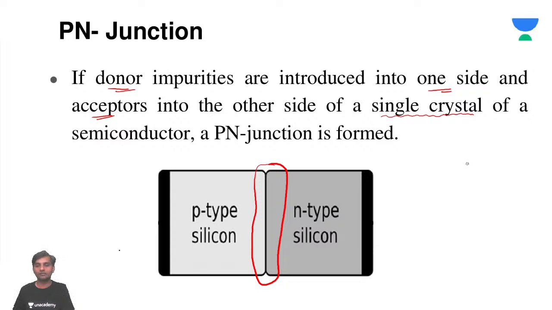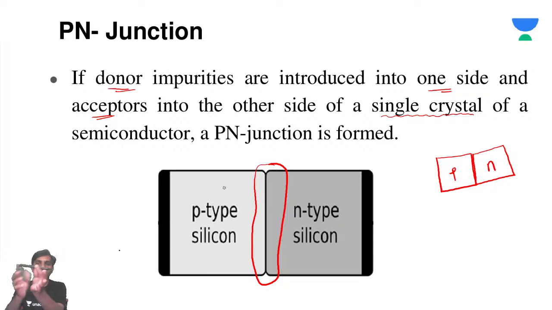Don't think that a p-type material and another n-type material brought together form a PN junction. No, we will consider a single crystal. Let's consider this pen as a single crystal. On one side, you will pour donor impurities. What do you mean by donor impurities? They are pentavalent atoms.